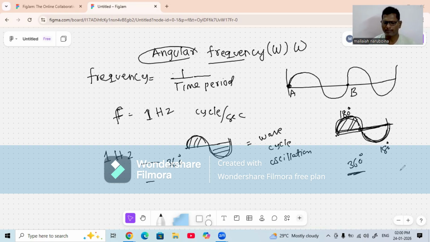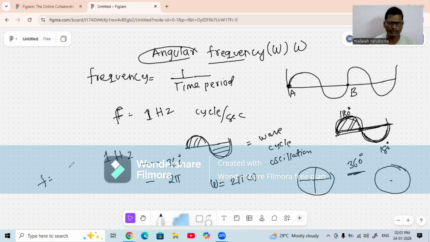One complete circle is 360 degrees. If we express 360 degrees in radians, we write 2 pi radians. So now I am writing angular frequency 2 pi into, for 1 frequency, 1 wave, I am writing like this. Suppose frequency is 2 Hz, in that case I write 2 pi into how many? 2 frequency. Here we write 2. That means 2 frequency. Frequency 2 means 2 waves are produced. This is 1 wave, again 1 more wave. 2 waves are produced.